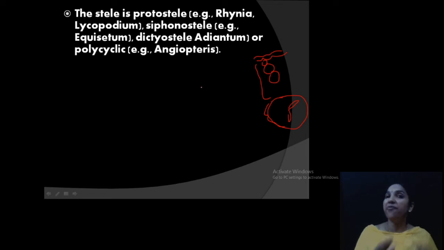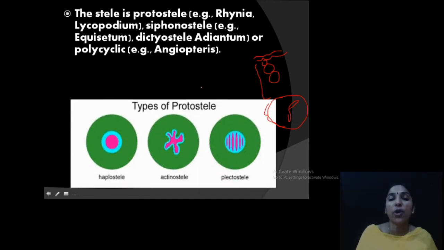Okay. So, there are different types of stele in pteridophytes. That's very, very important. You will study in detail later. I will just give an example: siphonostele, dictyostele, haplostele, protostele, etc. See how the stele is organized. The pink colored structure is the xylem and the blue colored structure is the phloem. So, center xylem surrounded by phloem, that is haplostele. Xylem in a star shape surrounded by phloem, that is actinostele. Xylem in plate-like structure with phloem in between, that is plectostele. And there is pith, a center region, then xylem, phloem. Many arrangements are there. So, this is the stelar organization.